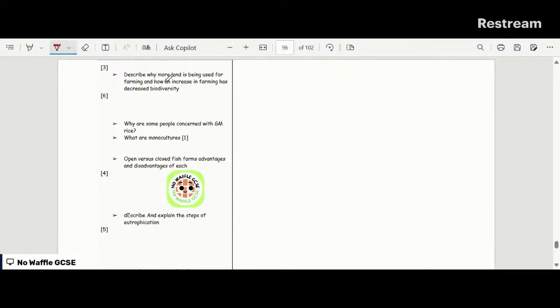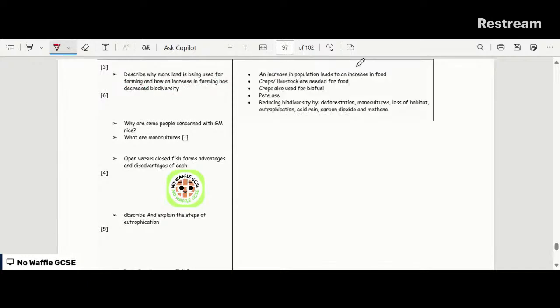So, describe why more land is being used for farming and how an increase in farming has decreased biodiversity. Look at this. This was a 6 marker. Okay, so let's break this question down. So, this is actually the mark scheme answer. So, they said an increase in the population leads to an increase in food. Crops, livestock, they are needed for food. There's greater pressure on that.